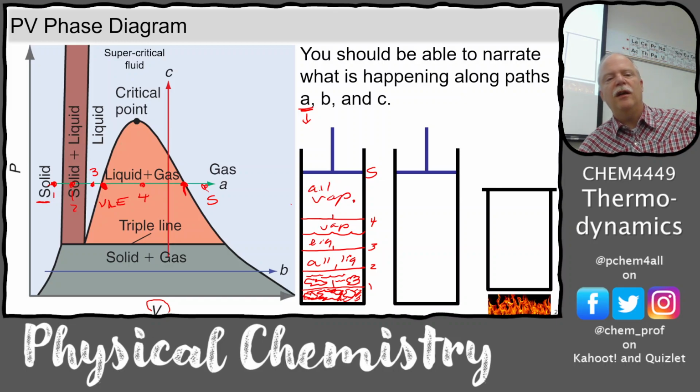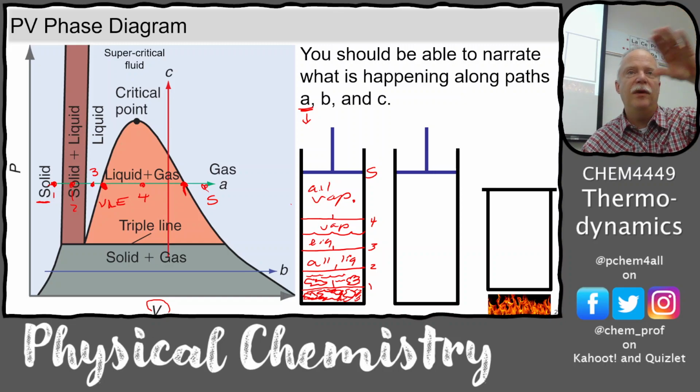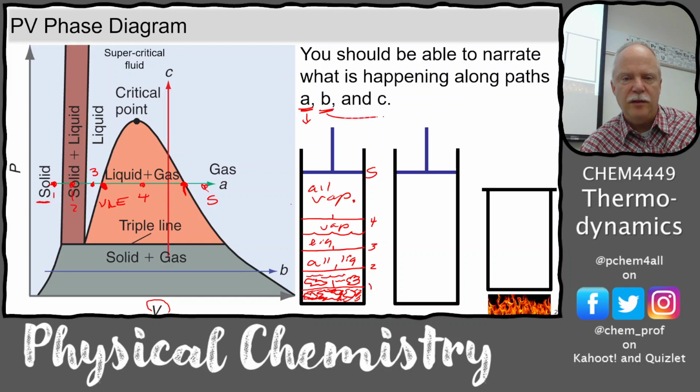So that's moving along that green line, along A. That's what that first piston did. We just opened it up and warmed it up, and it melted, then it boiled, and now it's all gas. And we could just keep going. If we keep increasing the temperature and increasing the volume at that pressure, we would just get a hotter and hotter gas. Let's do B now. So let's put B in this piston.